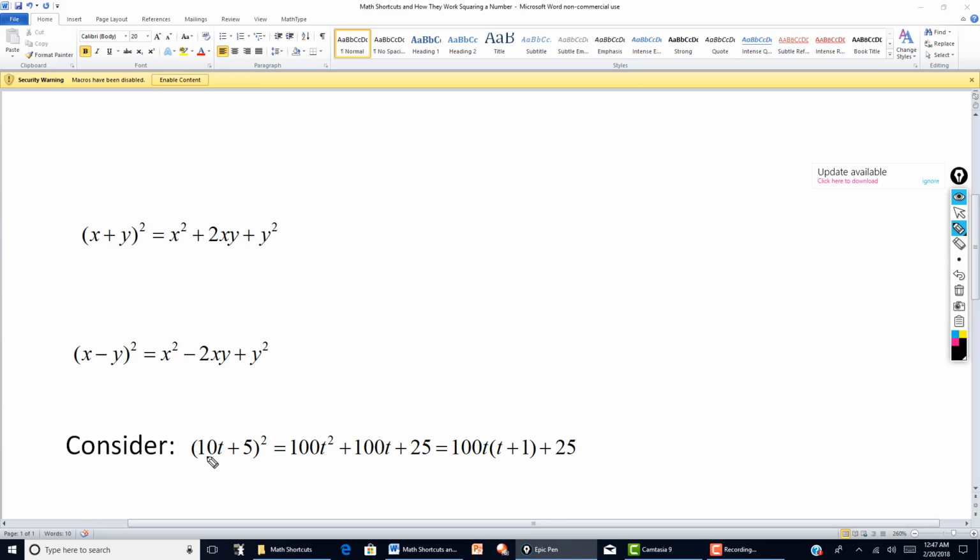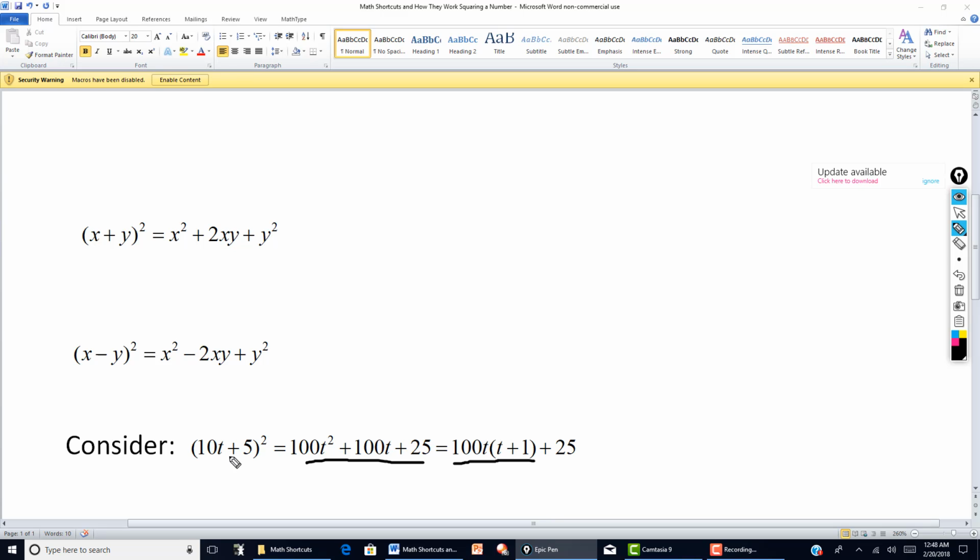So the 10t represents the x in that first formula, and the 5 represents the y. Okay. So now from right here, all I did is factor out 100t from these first two terms, and so I can write it this way. Okay. So now let's look at the whole thing now.